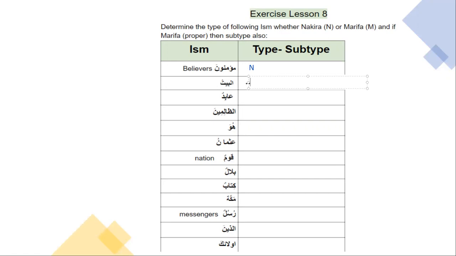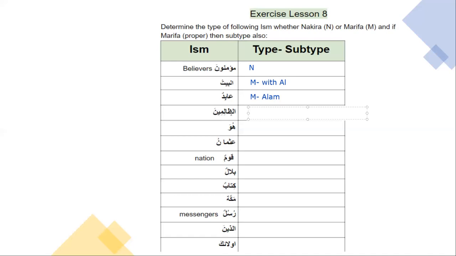Then it's al-baytu. Al, you can see al. So this is marifa, with al. Abidun. Abidun is the name of a particular person, right? Though it's ending in un sound, first we need to see whether it's a name of a particular person. If we find tanween, just see if it's a name of a particular person. Yes, it is. So it is marfa, ism alam.